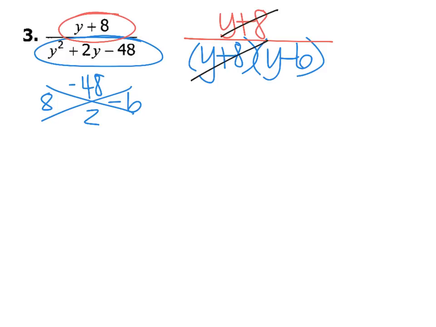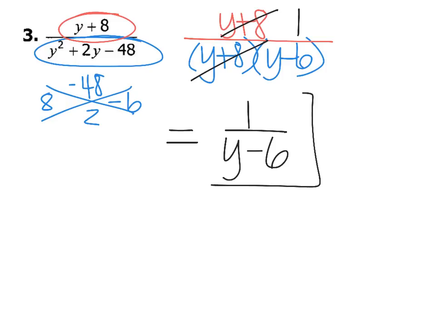We're left with just 1 on top, right? Because when it cancels out, what that means is we have 1 on top. We can't have nothing on top. We have to have a 1. So our final answer is 1 over y minus 6. Because the y minus 6 is still there. It doesn't cancel out. This would be our simplified rational expression.